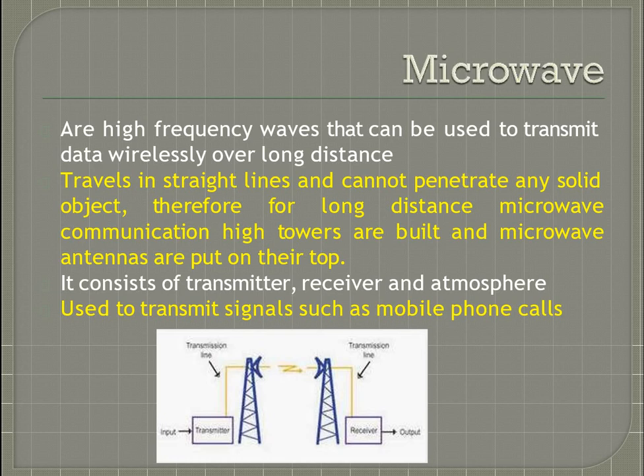In microwave communication, two directional parabolic antennas are mounted on towers, buildings, or hills to send and receive signals through air. These two parabolic antennas should be properly aligned with each other. Otherwise, the signal will not be focused well on the receiving antenna.